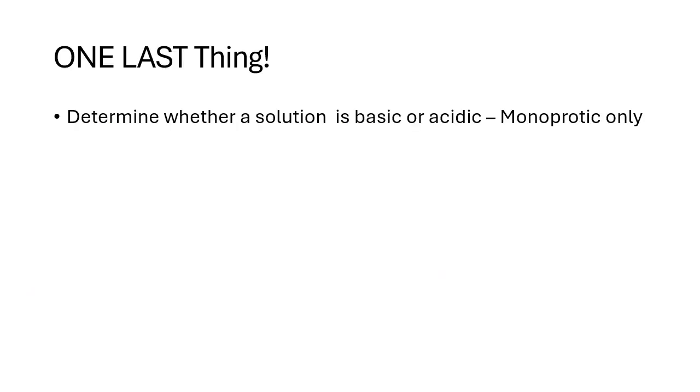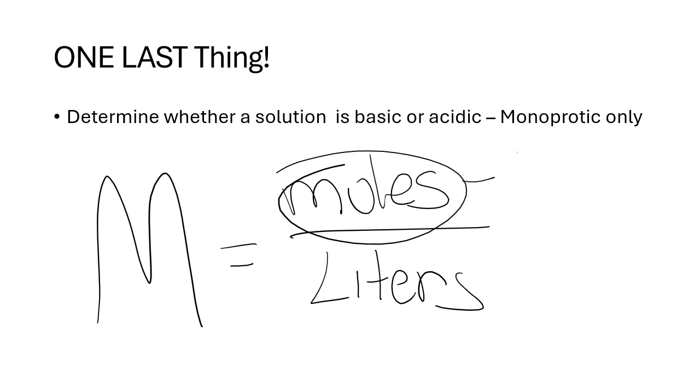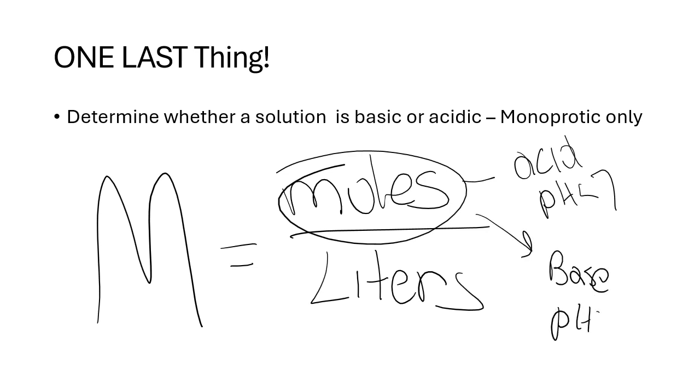Last question on your test is going to be determine if something's acidic or basic. Now, I'm making this pretty easy. So essentially what you have to determine is which one has more moles using one equation. Big M equals moles divided by liters. If there's more moles of acid, it's pH less than 7. If it's more of base, it's pH greater than 7. You're going to get an acid and a base, determine which one has more moles, and that's it. And then say if it's basic.